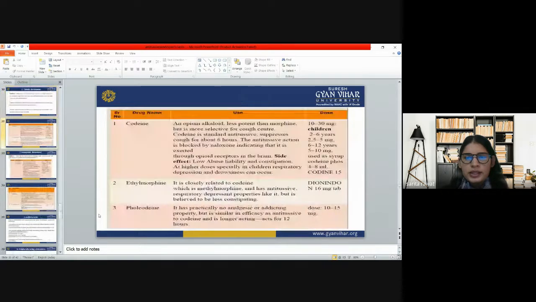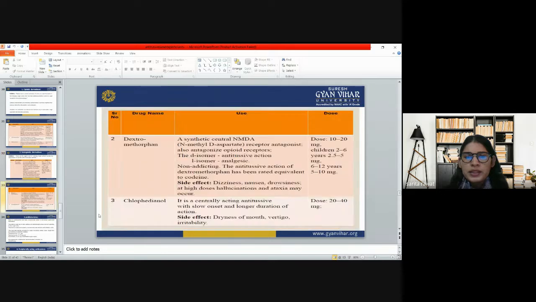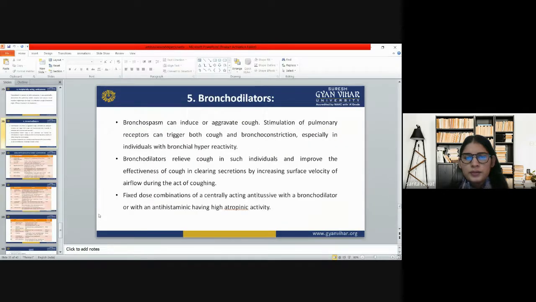this slide. You can see the adverse effects: low abuse, and then we have respiratory depression, drowsiness. So you can easily answer these questions by going through these lectures because everything is mentioned here, like vertigo, dryness of mouth, irritability, dizziness, nausea, ataxia. Okay.